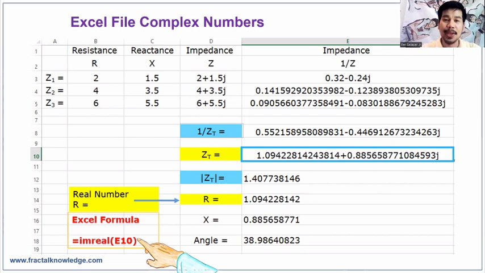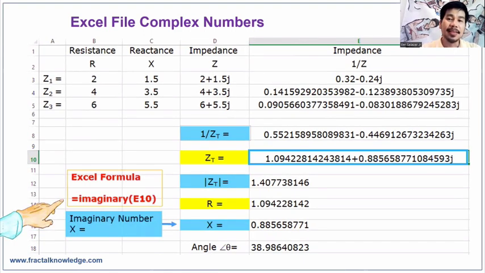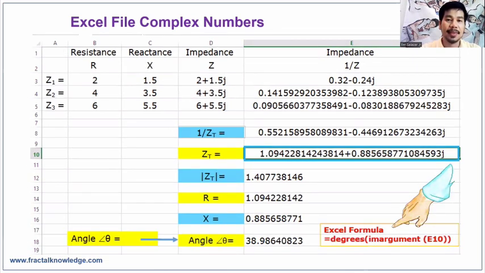You can just copy the R value and the X value, but we have an Excel formula for that also. We can use equals IMREAL E10, as you can see from the screen. For the reactance, the Excel formula is equals IMAGINARY, open parenthesis E10, close parenthesis, enter. If you want to know the angle in degrees of the impedance, the Excel formula is equals DEGREES, open parenthesis, IMARGUMENT, open parenthesis E10, close parenthesis, and close parenthesis, enter. You've got the angle 38.98 degrees.